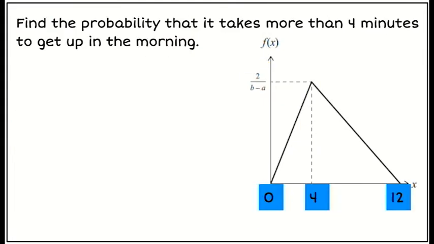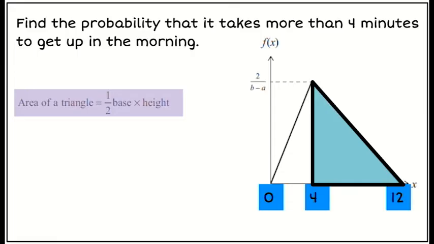Using that same data, we want to find the probability that it takes more than 4 minutes to get up. So I want to know that right hand side that I've shaded in there from 4 minutes to 12. I need to use that formula. In order to find the probability, I need to know how wide the base of the triangle is and how tall it is. We know our base goes between 4 and 12, so that's a distance of 8. That's the base of my triangle. The height, we just worked out before. That's a value of 1 over 6.